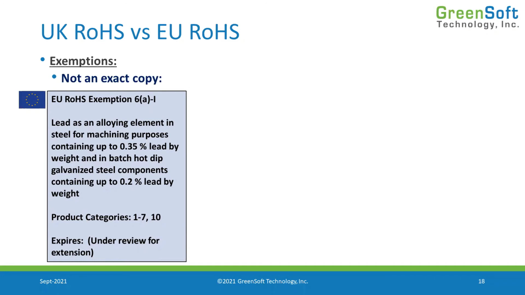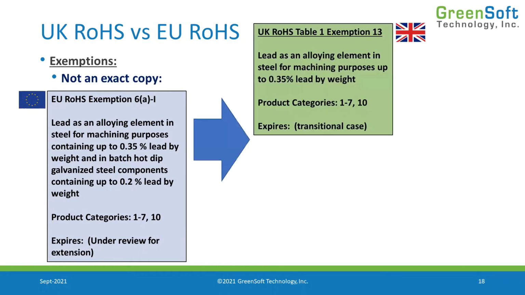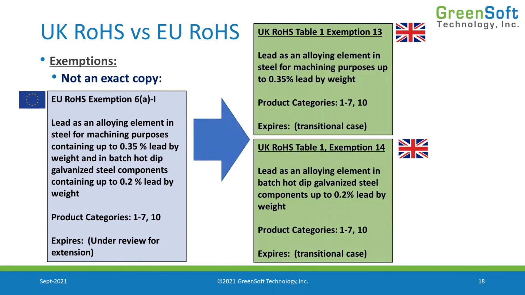Well, when the UK transposed this into their exemption list, they applied two different exemptions. So what this means is that if I have a supplier tell me that, hey, my part claims exemption 6(a)-I for RoHS compliance, I know that that translates to a compliant position within the UK RoHS. But what I don't know is which exemption it translates to without finding out more information on this particular component, right? Is that a machining exemption or is that a galvanized steel exemption? Because I need to know whether this 6(a)-I translates to 13 or 14.